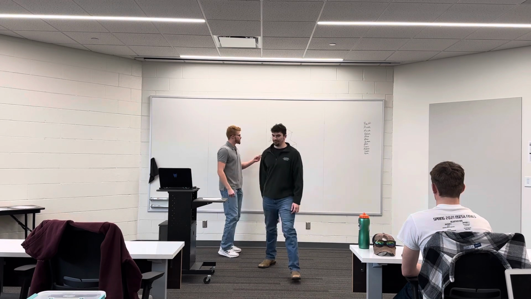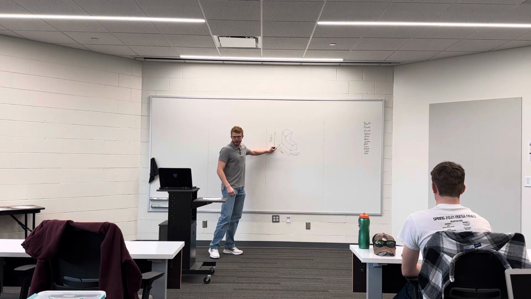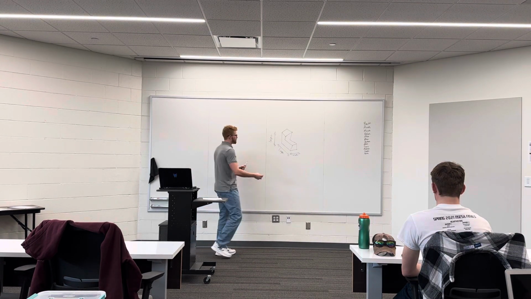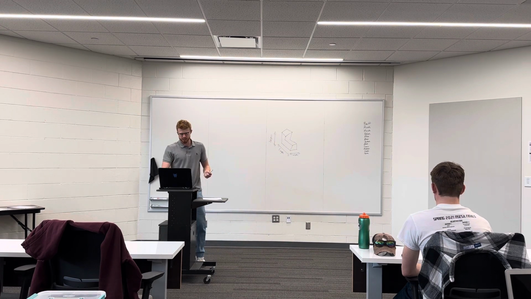Okay, that is correct. So the height is the bottom to top measurement, always. The length is the front to back measurement, and the width is how thick the object is. So that's always the left to right measurement, always.